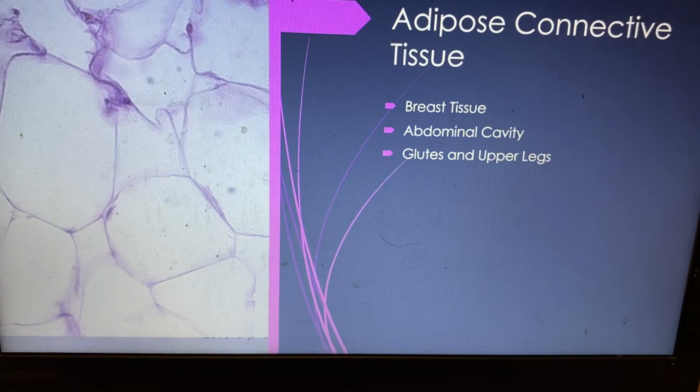Adipose connective tissue is a collection of fat cells structured by collagen and reticular fibers. They are located near capillaries and the lymph systems. Adipose connective tissue is used for fuel storage, maintaining the body temperature, acts as a shock absorber, and holds vitamins A, D, E, and K, which are fat-soluble vitamins. Can be found in breast tissue, around the abdominal cavity, and in the glutes and upper legs.